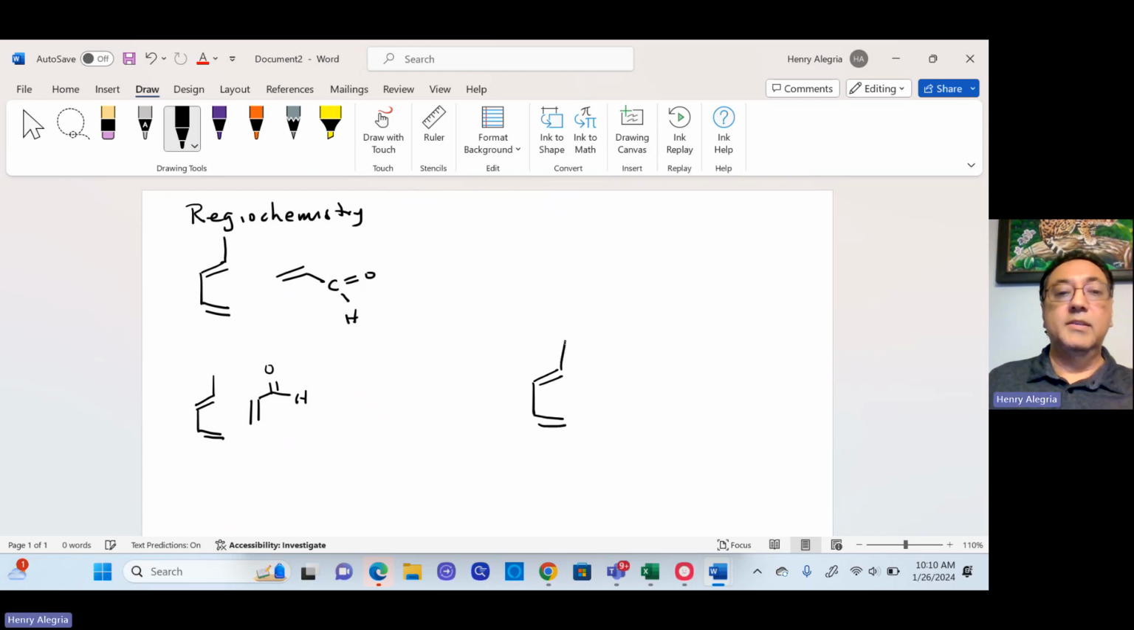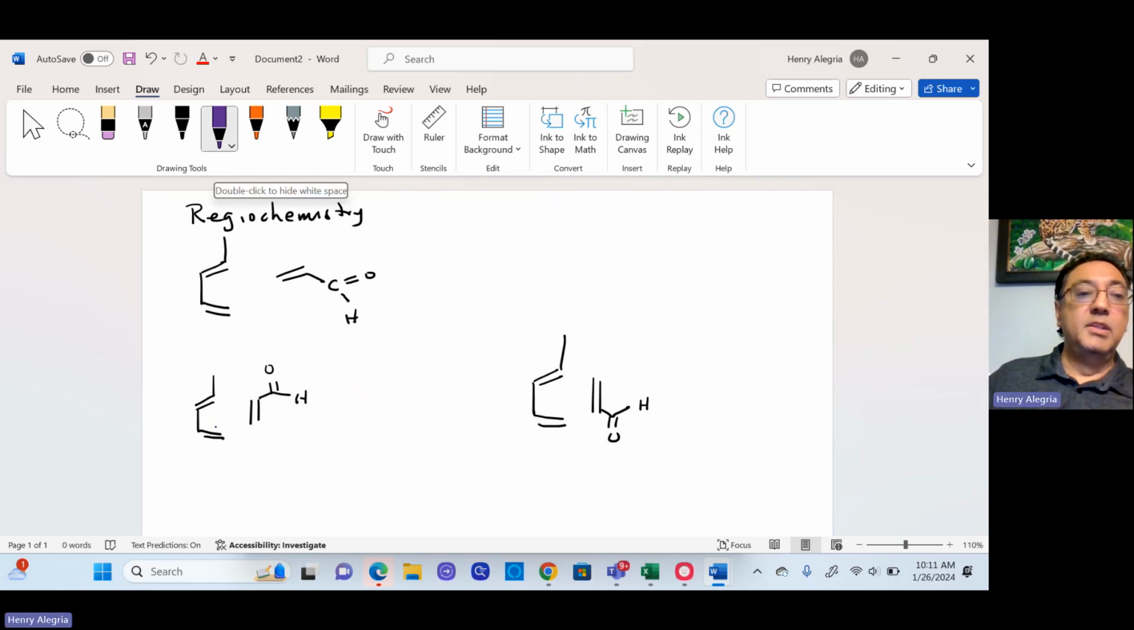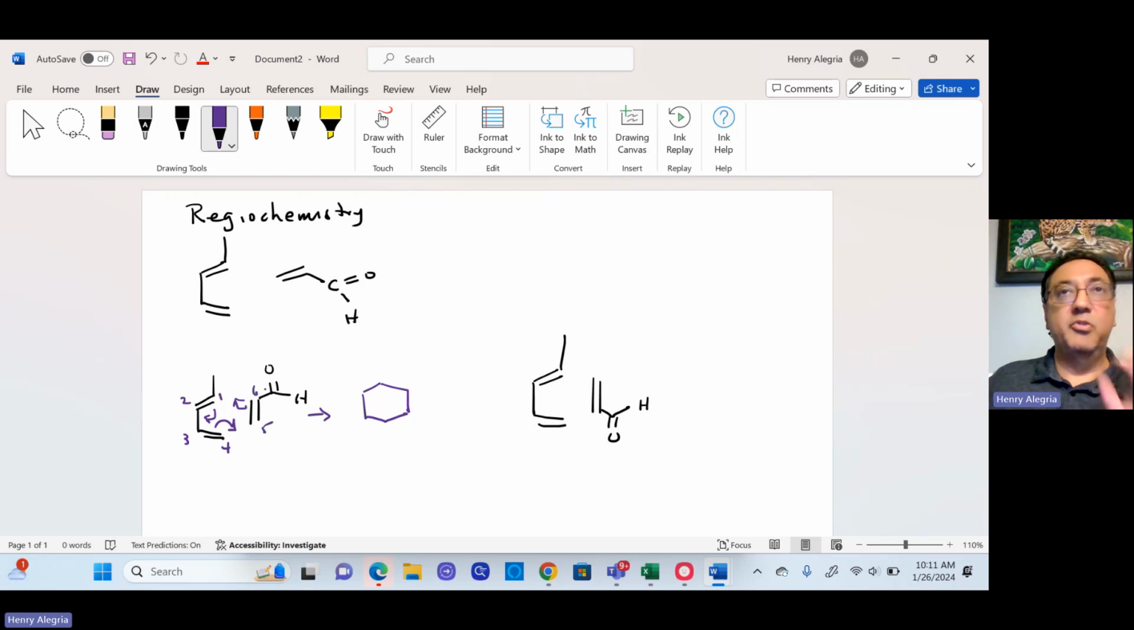In the other case, I could orient my dienophile like that. What is the difference? The difference is the following. If I do the reaction this way, then my product is going to be this. So I'll go ahead and put numbers 1, 2, 3, 4, 5, 6, and that's strictly to keep track of them. So therefore, this is 1, 2, 3, 4, 5, and 6. So I know what's reacting with what.